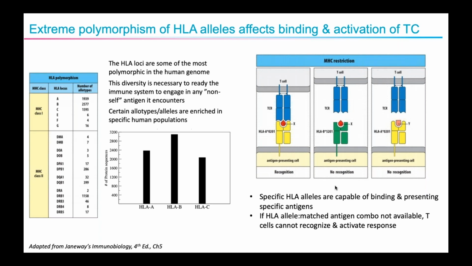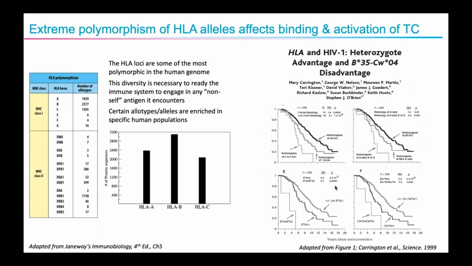I want to show you just a quick example of why this is critically important. This is a paper published by Mary Carrington in 1999, and it was in the HIV space, but it's very critical for understanding HLA in any context. In the first panel of figures, you see Kaplan-Meier survival curves for patients that either have heterozygous HLA expression at all loci, meaning they have the most broad distribution of HLA alleles expressed and therefore enhance their chances to bind all different kinds of antigenic peptides.